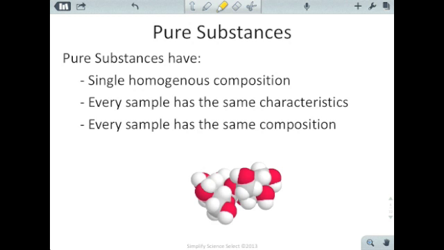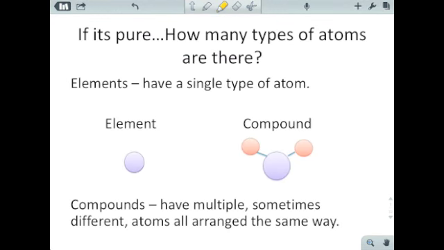So if it's a single element, a pure substance would be only that one atom, just a whole bunch of that one atom. Or if it's a compound, it's just that one compound, a whole bunch of that same thing. Now, if it's pure, we have to ask ourselves how many types of atoms there are. An element is a single type of atom. This would be an example: this element over here is oxygen, and that's just one single oxygen atom.